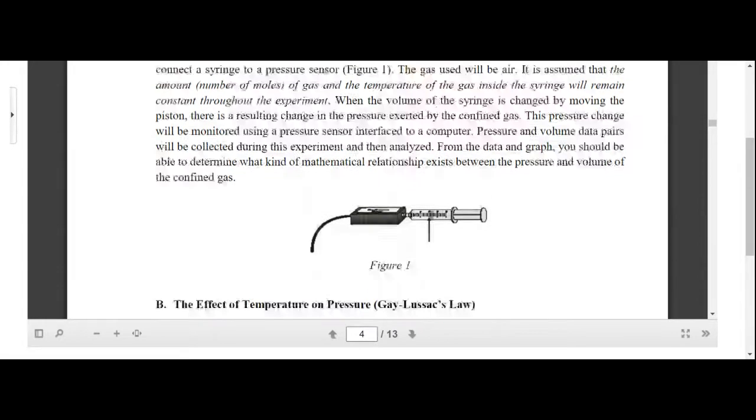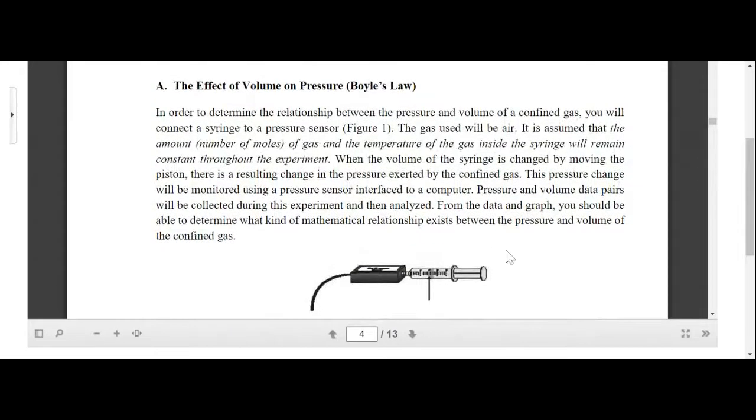What we are going to do is increase or decrease the volume by pushing the syringe in or pulling it out. When the volume is changed, using the computer, we have an interface here that is going to read the pressure, and there's a computer program which we are using the interface for. The pressure is going to be recorded as a numerical value in the computer, and we're going to record those numbers.